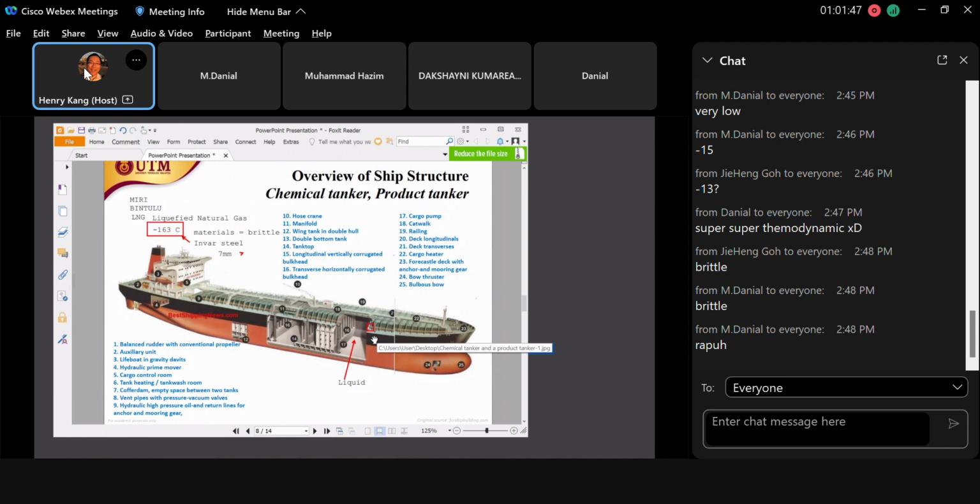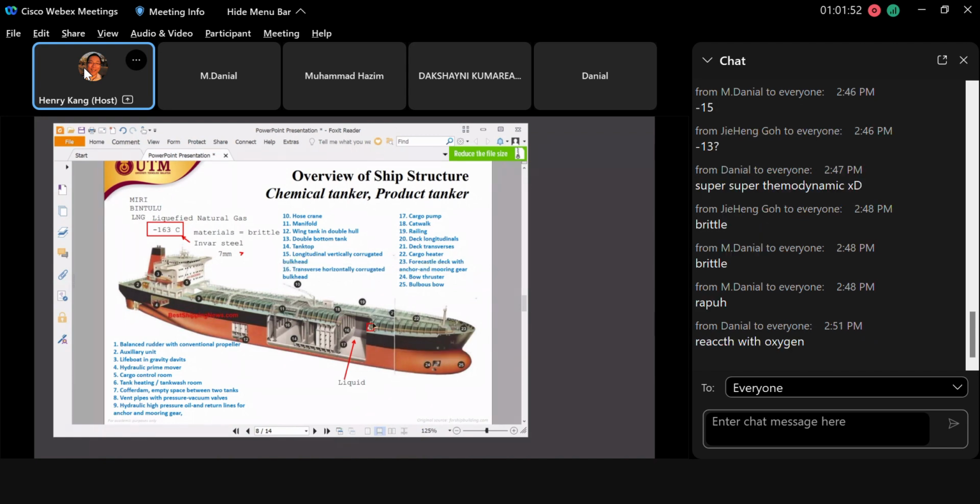So if something happens, that means the liquefied gas will evaporate out into the ship. So you can imagine the ship looks like a gas bomb. Okay, it's very dangerous. And the evaporation is the so-called normal evaporation as well.